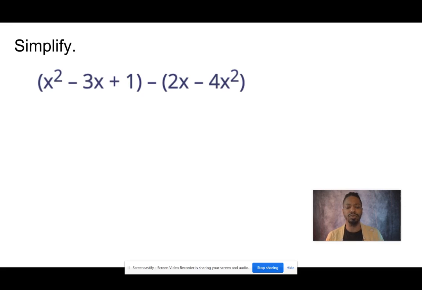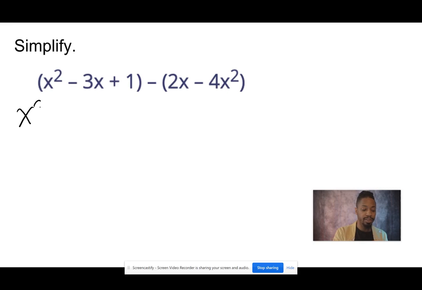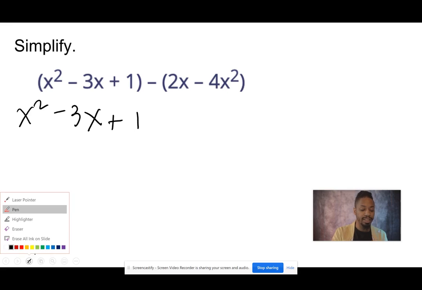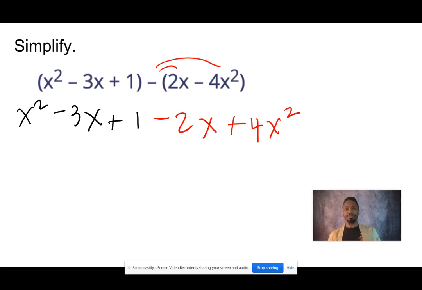X squared minus 3x plus 1 minus 2x minus 4x squared. Now we have this negative sign in this second set of parentheses. We need to take that negative and we need to distribute it. We need to pass it on out. So let's do that. X squared comes down, minus 3x plus 1 all comes down. Now we need to take this negative and we distribute it. Minus 2x, a negative and a negative, make this plus 4x squared.